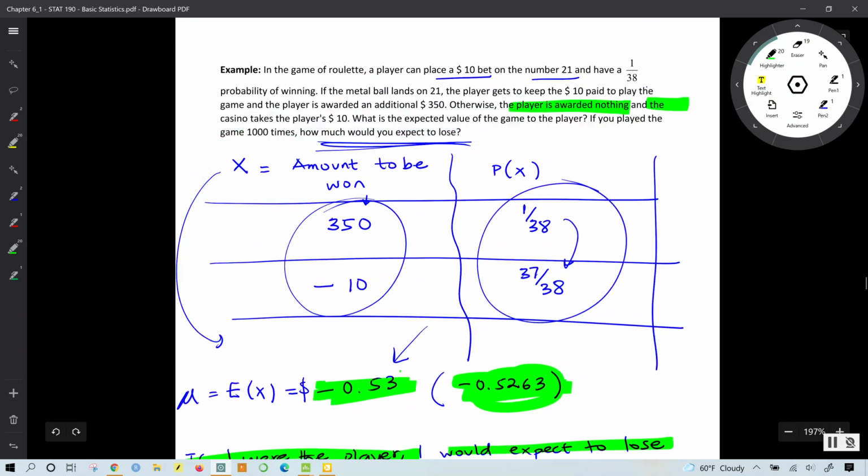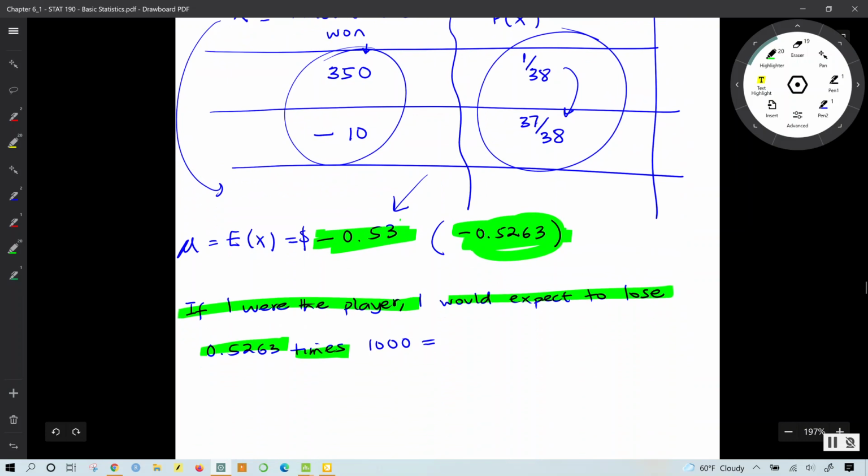Take note, according to the question: if you played the game 1000 times, how much would you expect to lose? So it would be 0.5263 times 1000. So that'll be about $526.30, thereabout.